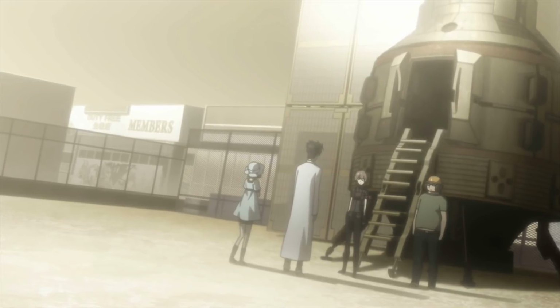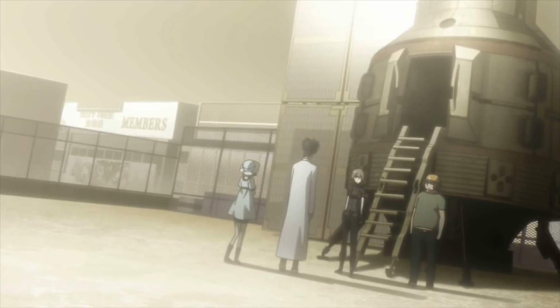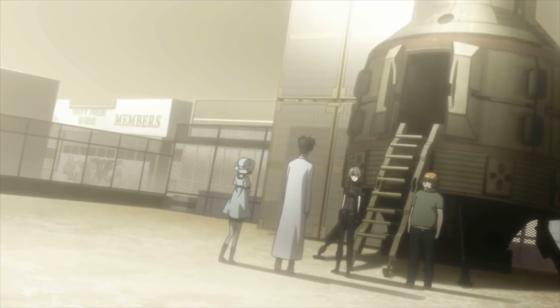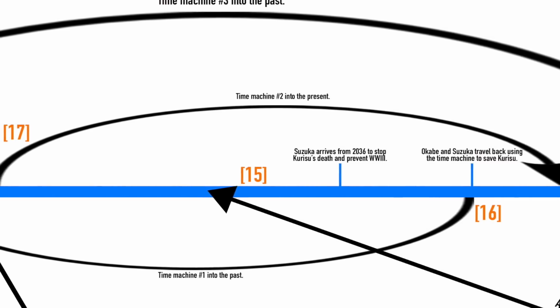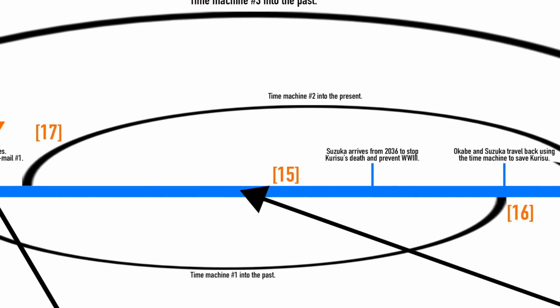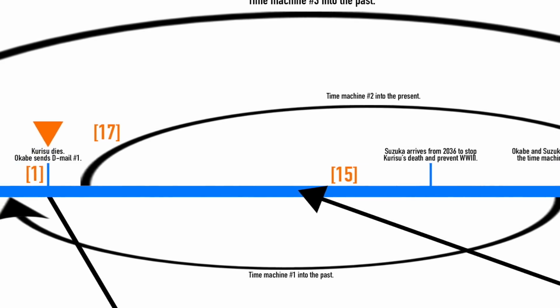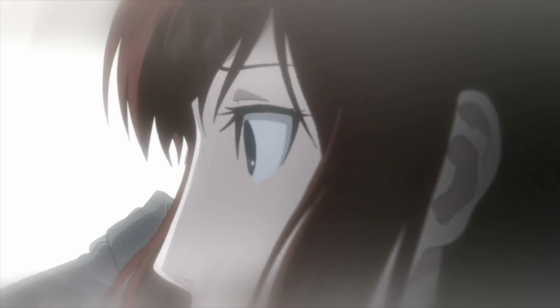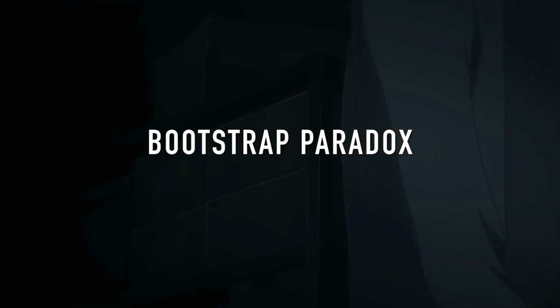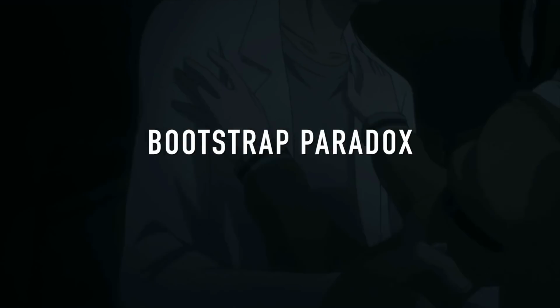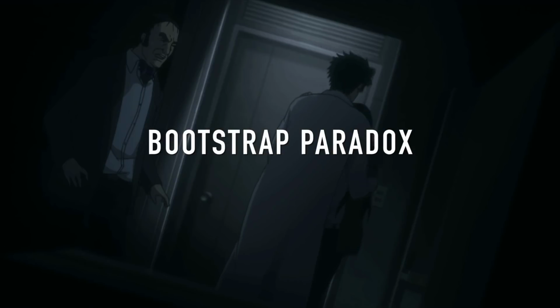Now, the last method in which the series uses to change the past is physical time travel using a time machine. As you can see from the diagram, when Suzuha and Okabe use the time machine to travel back and prevent Kurisu's death, they go back in time within the same world line. However, the very act of Okabe trying to prevent Kurisu's death is the event which causes it in the first place. This is what you would call the Bootstrap Paradox, where the act of preventing an event from occurring is the one which causes it. This must mean that when using a time machine, the timeline is immutable.